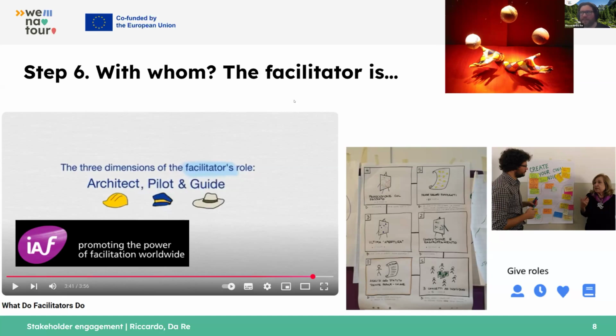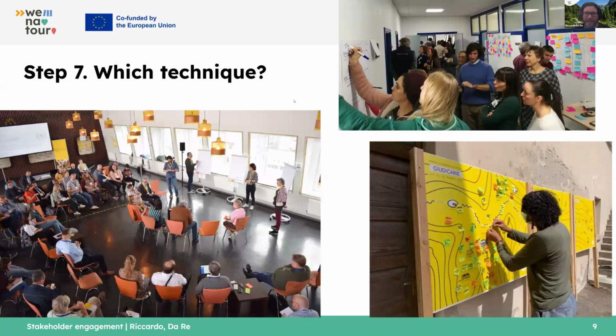Once you have decided who your facilitator is, now you decide which technique. So you see that the technique is the seventh step. Sometimes I smile when people say, we want to do stakeholder engagement and we want to use the focus group. No, it depends. It depends on your objectives, on the level of participation that you want to adopt, and on your stakeholders. Are you involving public stakeholders, private, both? It depends.